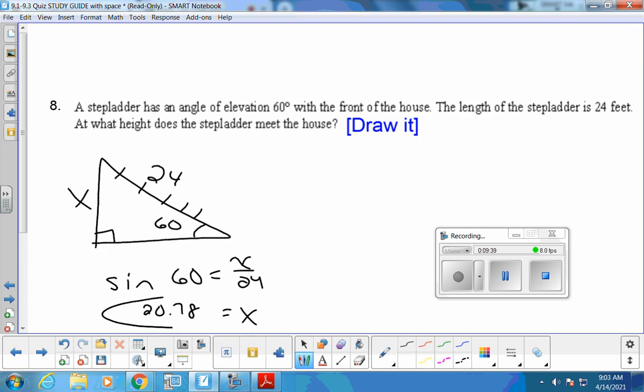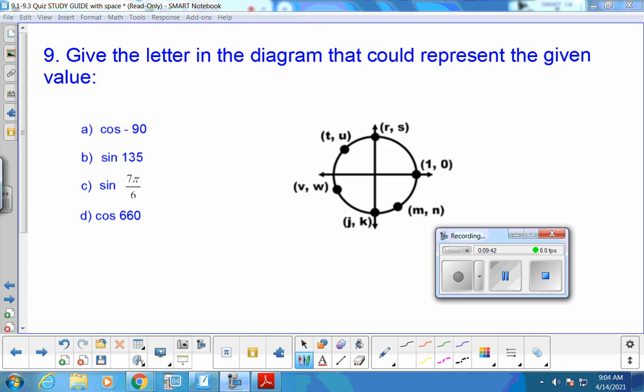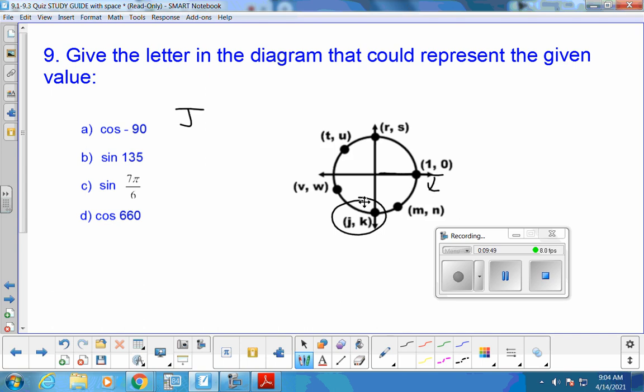20.78. Okay. At negative 90, you're going to be here because you spin this direction for negativeness. Cosine would be j at the x value. Yeah. 135 would be here, and sine would be u. 7 pi over 6, I had to peek at my unit circle. 7 pi over 6 lives down in quadrant 3, so we're here, and that would be W. And finally, cosine 660, I don't know where 660 lives, so subtract off of 360 and discover it lives at 300, which is here. 10.